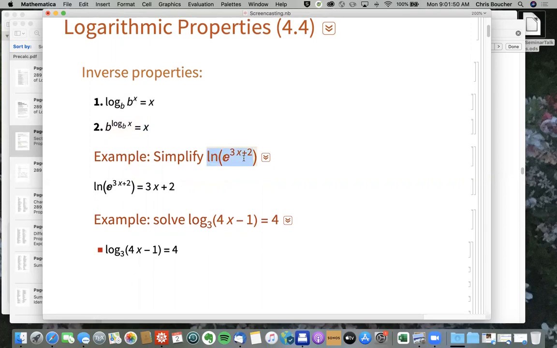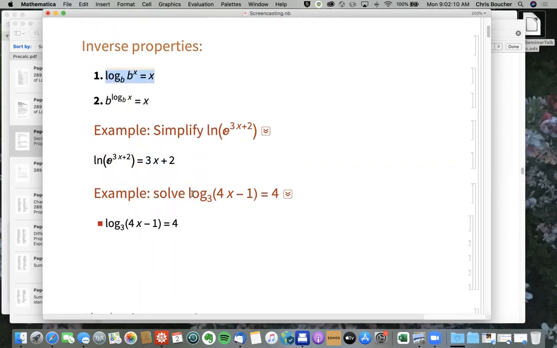How do we simplify this logarithm here? So remember, this is a natural log, so it's the log base e. And if you take the log base e of e to the something, you just get the something. So this is simply equal to 3x plus 2, right? So this is an example of this first inverse property with the base equal to e. Okay, so what about something like this that is a little more complicated?